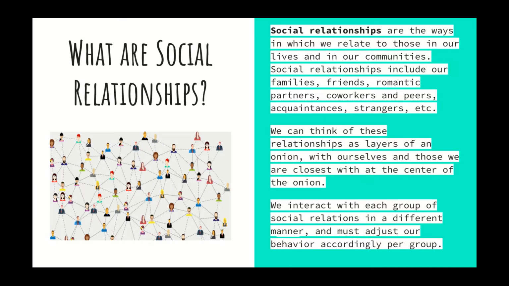So we can think of these relationships like layers of an onion. Okay, and so as you're peeling back those layers of the onion, at the very middle is yourself and the people that you are closest with. And so as you go outwards from the center of the onion, those are people that you're less close with, and therefore the ways that you interact with them and behave are going to change. All right, so we have to adjust how we behave with each group or each layer of that onion.